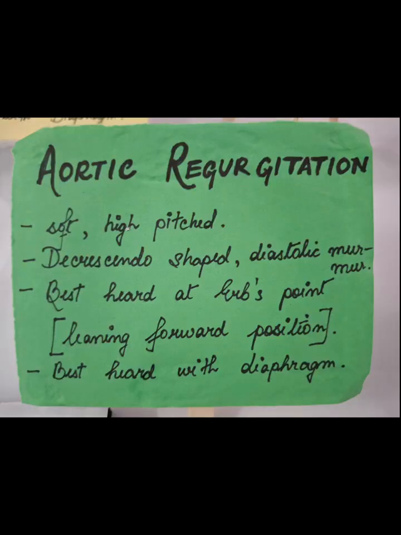Next is aortic regurgitation, which is a soft, high-pitched, decrescendo diastolic murmur which is best heard at Erb's point and in the leaning forward position. It is also best heard with the diaphragm.